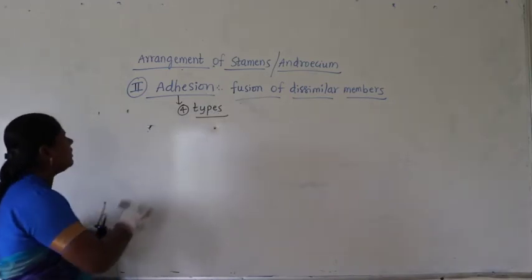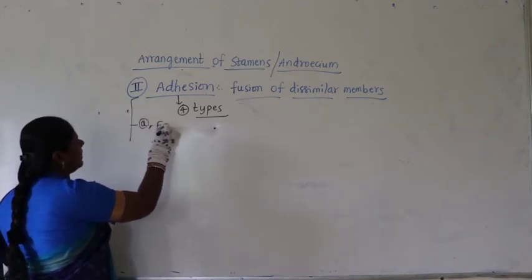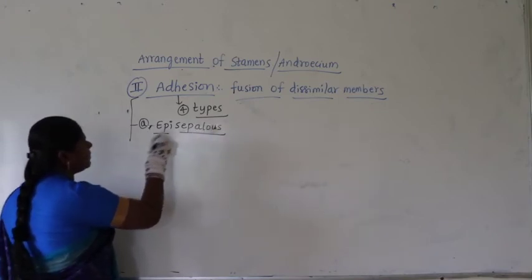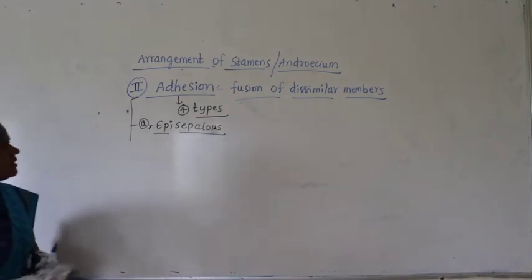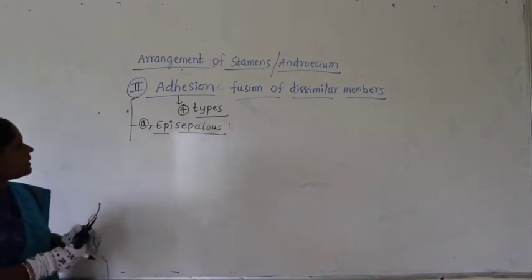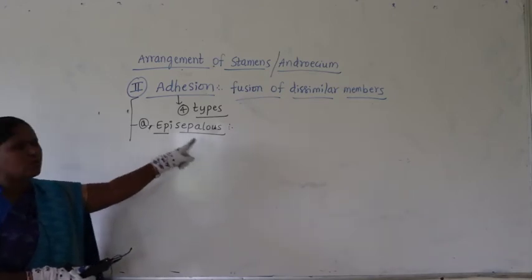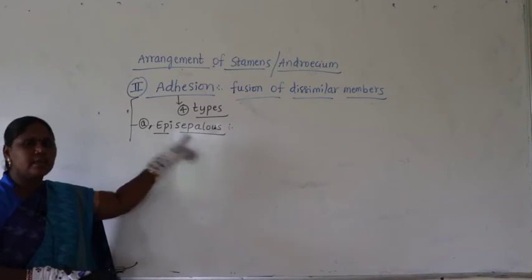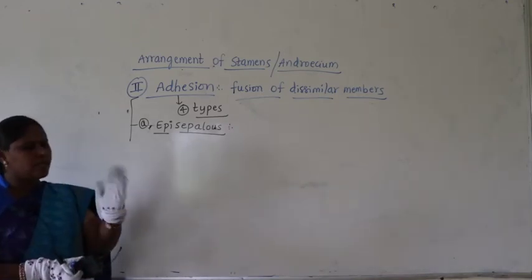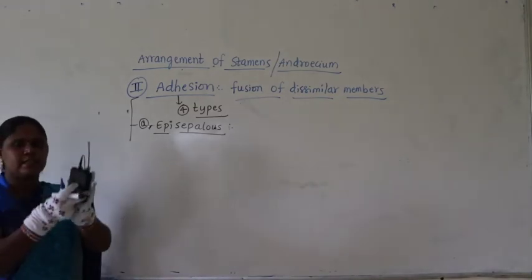The first one is called episepalous. What is the first condition? Episepalous. So guys, if you look very clearly, epi means on the surface, and sepalous means sepals. Episepalous means on the surface of sepals. What is happening? Stamens are fused with sepals. This is a sepal, this is different. This is a stamen, this is different. Both are fused. So they are dissimilar; two different things are fused.